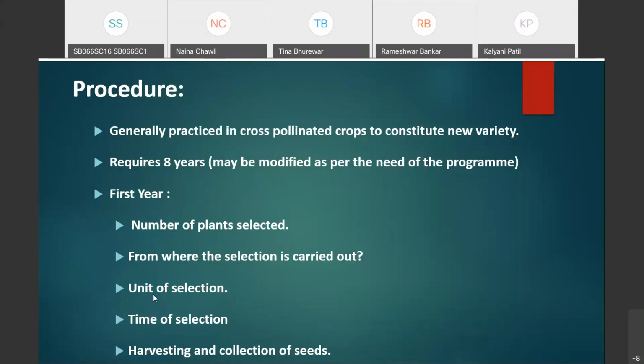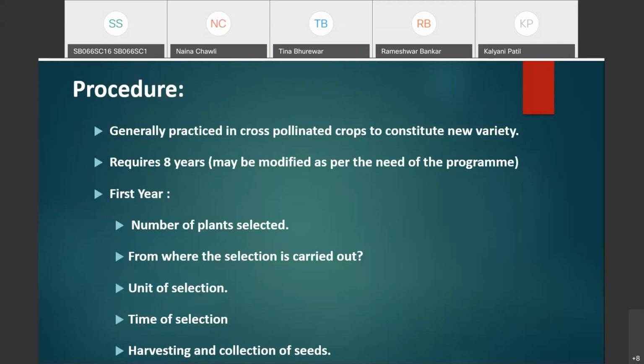That is the unit of selection. Selection entirely depends upon the phenotypic or morphological characters which can be easily seen with the naked eyes. For example, appearance of the plant, color, weight, maturity, drought or winter hardiness, resistance to diseases, resistance to different types of insects and pests, lodging, yield, and quality. These are the different morphological or phenotypic characters which are taken into consideration for the selection in the first year.